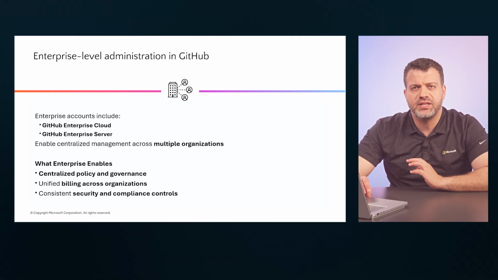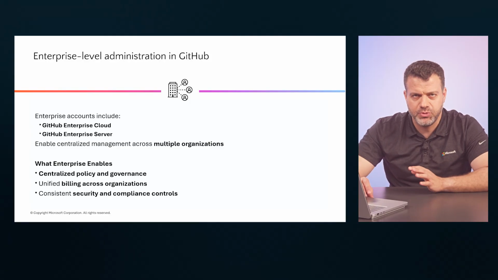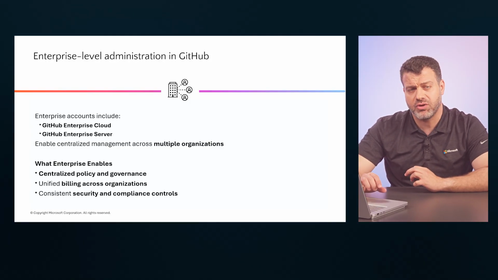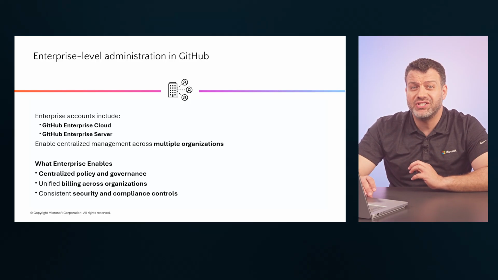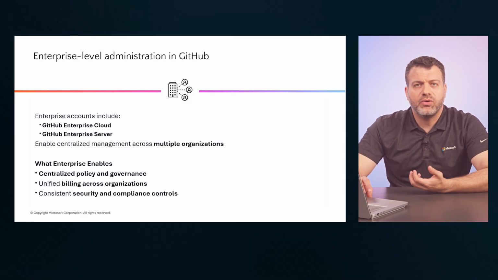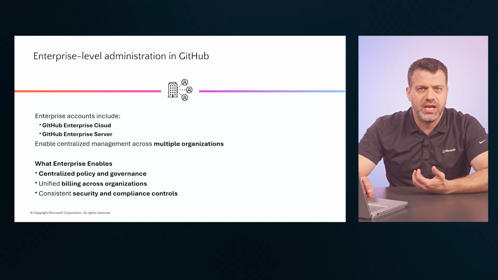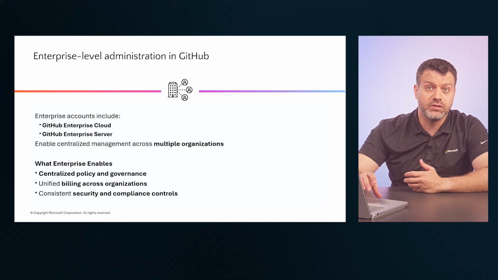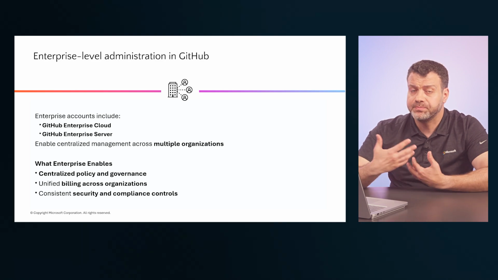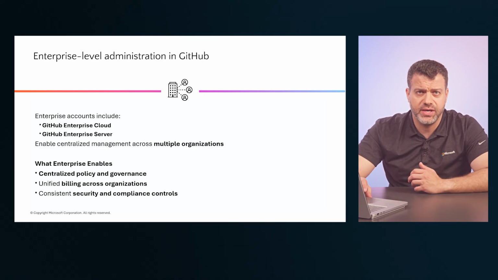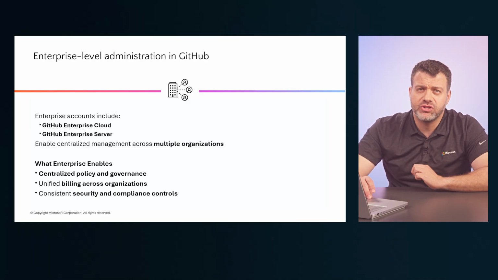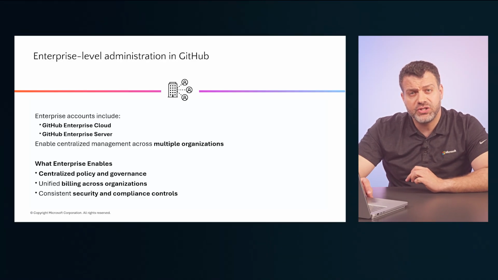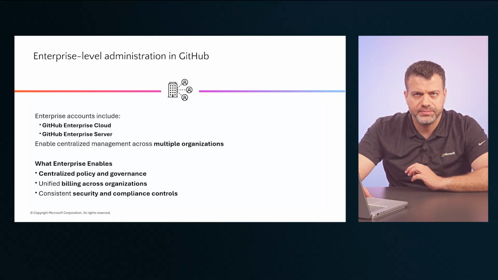The main value here is centralization. You can enforce policies, manage billing, and apply security controls consistently across all the organizations that you have. From a user perspective, enterprise allows them to manage access centrally. So they can integrate with their own identity provider. They can connect, for example, their Entra ID and have single sign-on, whether they're writing code or accessing other enterprise-wide resources. This ensures that users have the right access across organizations and maintains security and governance. So enterprise administrators focus on scaling control and consistency across the entire GitHub environment.